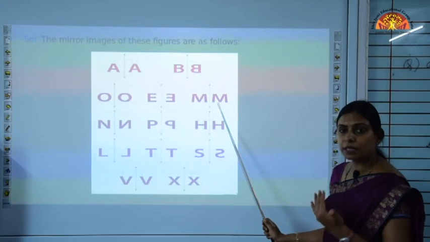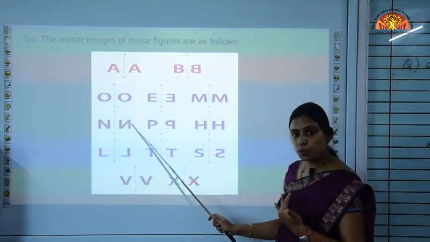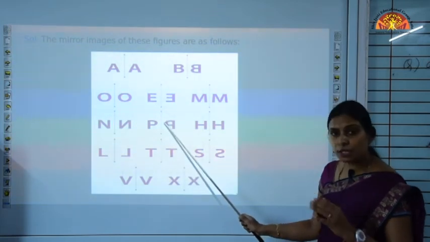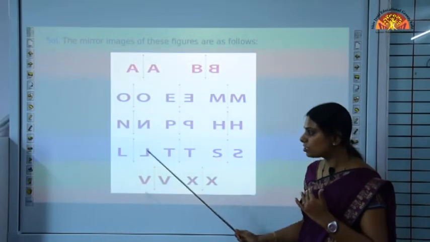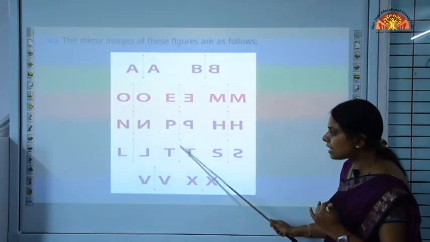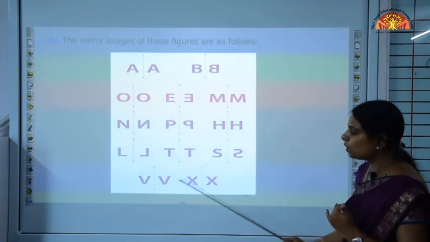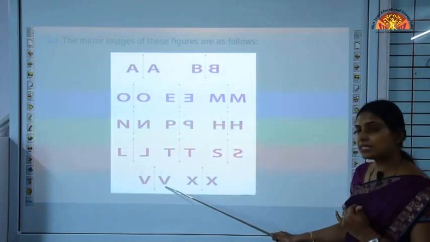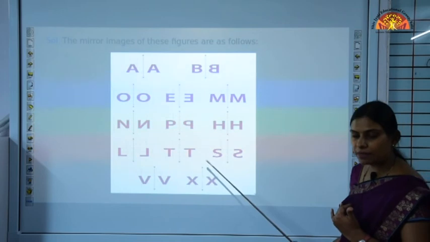Similarly, M appears to have the same mirror image. N appears to be reversed. Similarly, P also appears to be reversed. H has the same mirror image. L has the reversed mirror image. T has the same mirror image. S appears to be inverted. V has the same mirror image. And when we talk about X, it has the same mirror image.